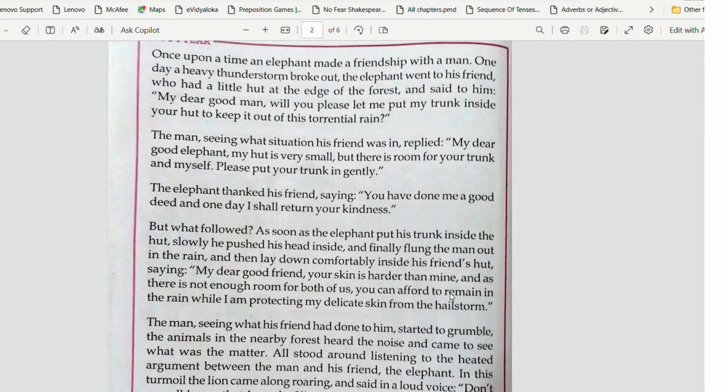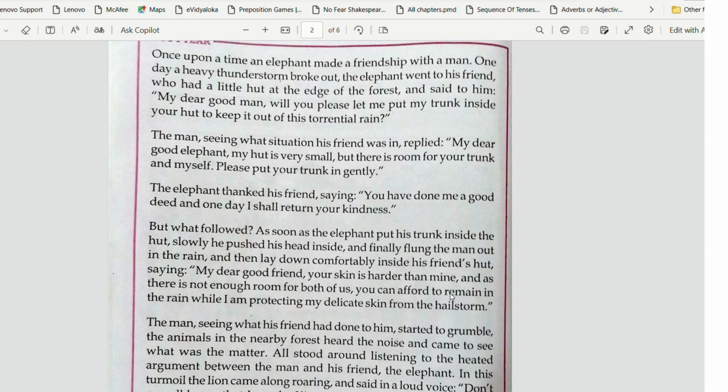Once upon a time, an elephant became friends with a man. And one day what happened? There was a heavy thunderstorm. So obviously, at the times of need, the first person we approach is our friend. So similarly, the elephant went to his friend, this man who lived in the jungle, because this man had a little hut at the edge of the forest, and asked him if he could just put his trunk inside his hut to keep out from the heavy rain.